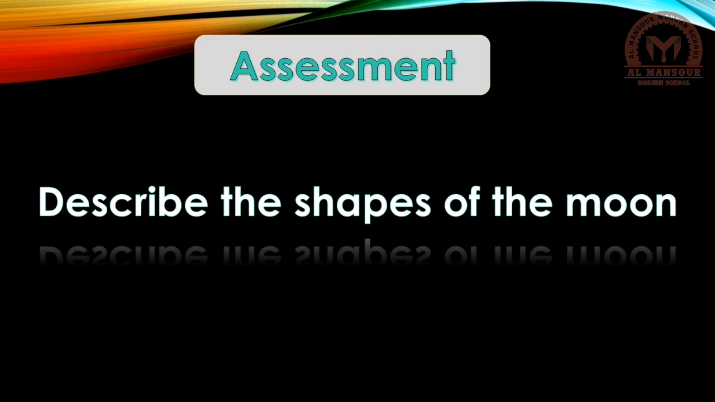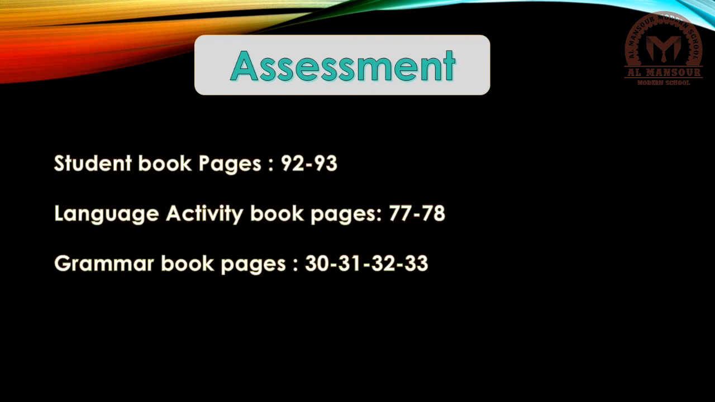Okay? So for the assessment question, I want you to describe the shapes of the moon, or the phases of the moon. You're going to write all the phases you know. Okay? And for the homework and the practice, I want you to do the practice student book, pages 92 and 93, the language activity book, pages 77 and 78, and your grammar book, pages 30, 31, 32, and 33. This is going to be your homework.